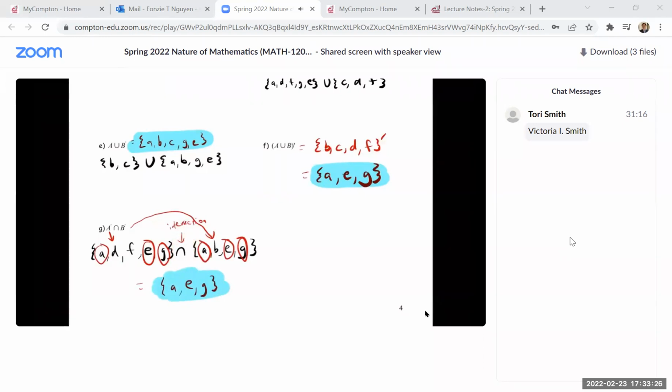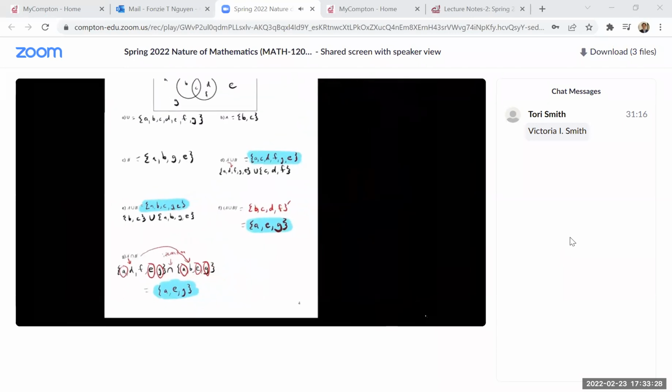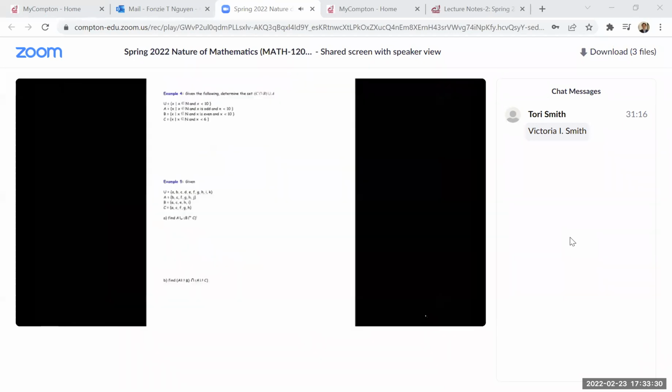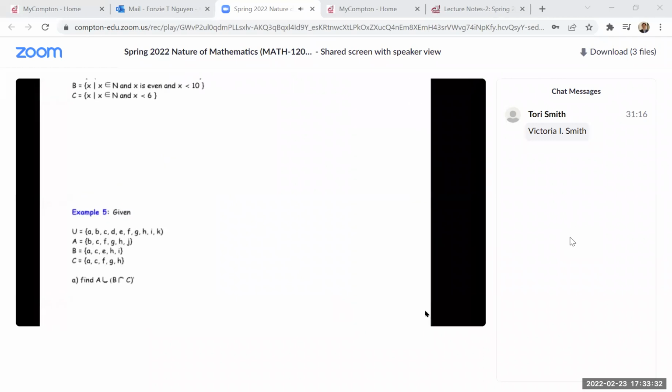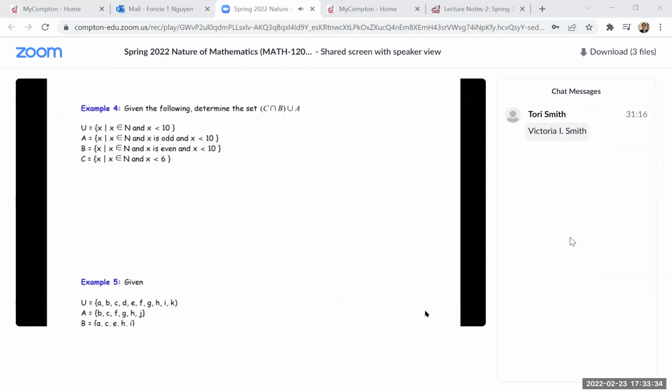Okay, so that does it for that page. All right, we have one final page to go and then we're done. So let's look at this final page. It says, given the following, determine the set C intersect B union A. It's probably easier to draw a Venn diagram, so let's just draw a Venn diagram first.